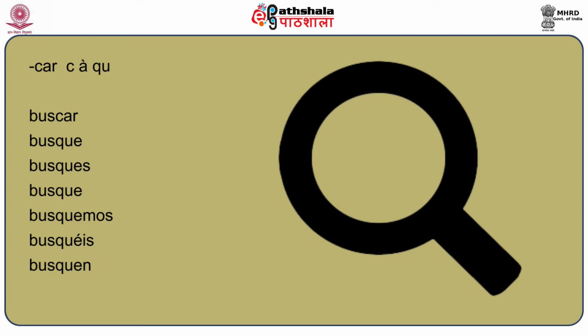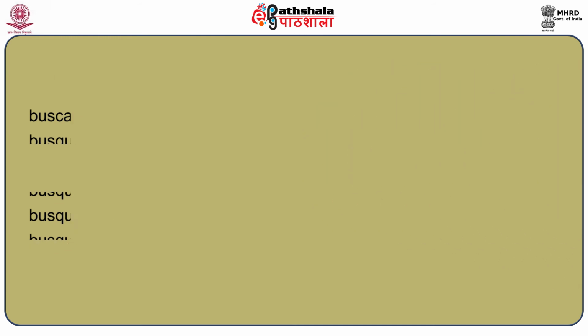I repeat, it is yo busque, tú busques, él, ella, usted busque, nosotros busquemos, vosotros busquéis, ellos, ellas, ustedes busquen. Let us take the example of the verbs ending in gar. For the case of llegar, we have the subjunctive conjugations where the G changes into GU. Let us now see the conjugations in the present subjunctive.